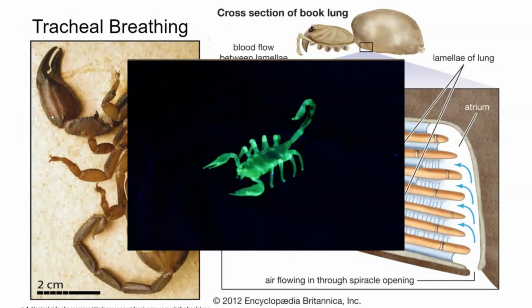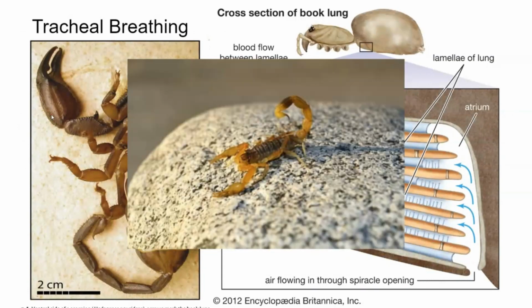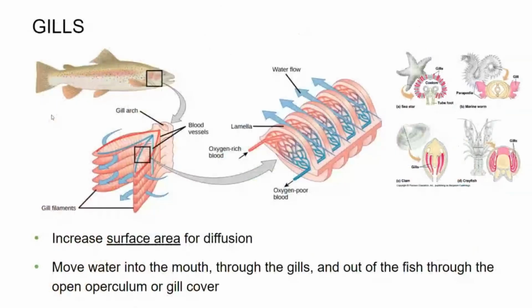They actually glow under UV light, which makes them much easier to spot when you're on a nighttime hike than this guy. All right, gills.